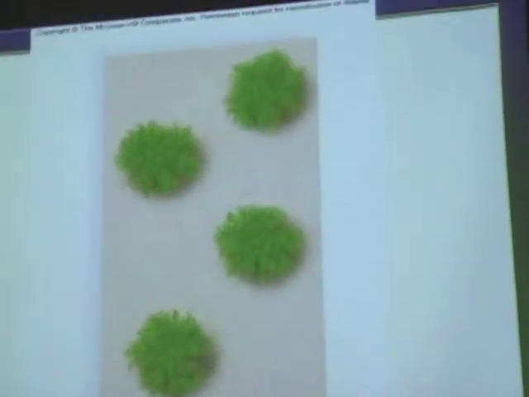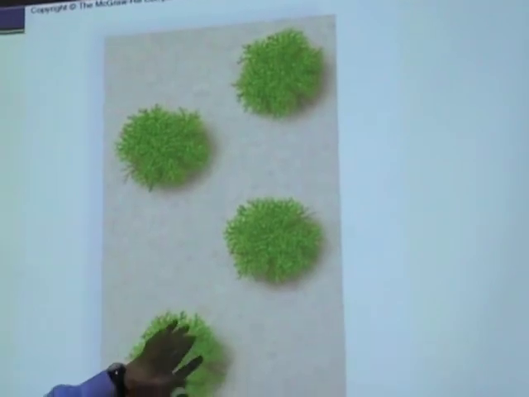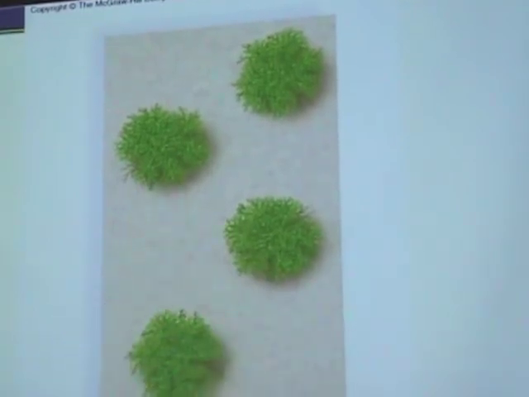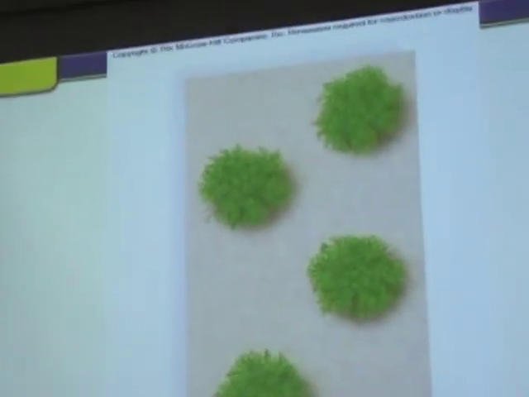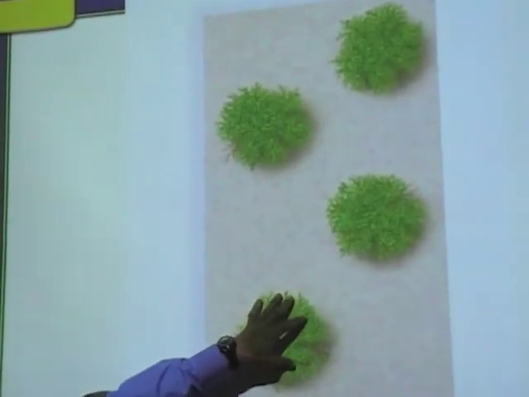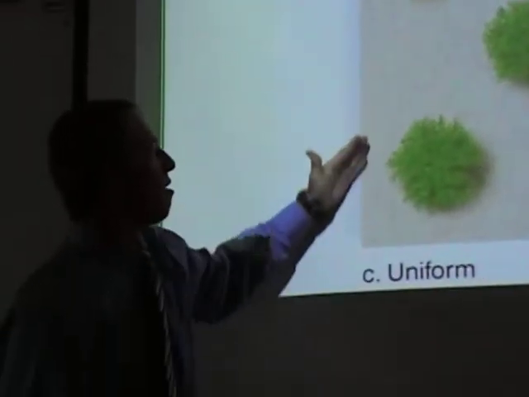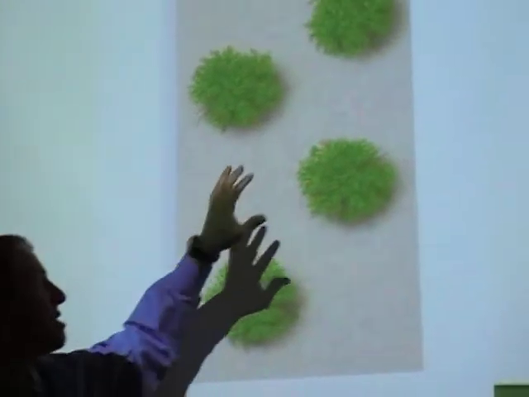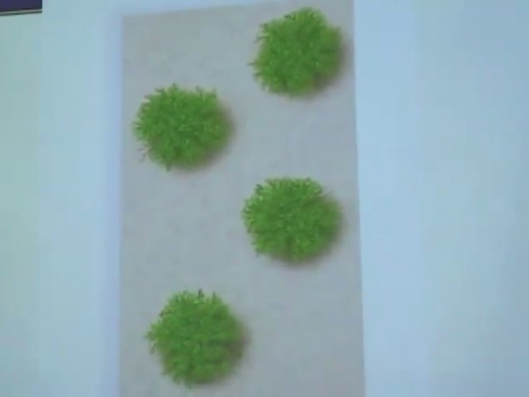Now, the uniform distribution pattern is when organisms have about an equal amount of space between them. We see this for a lot of different reasons. For plants, often they have to suck up from the ground a certain amount of water, for instance. And so if this plant is sucking up a certain amount of water, nothing can really grow very close to it. And the same with this plant, and the same with this plant. So they have what we call a uniform distribution.